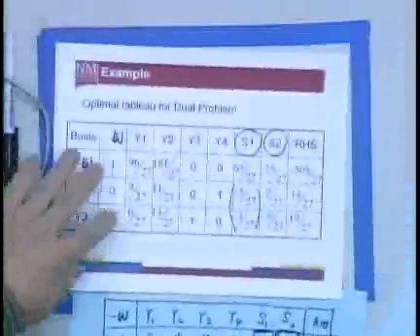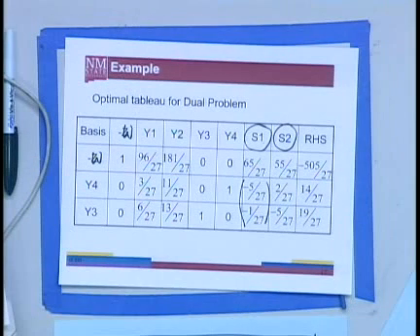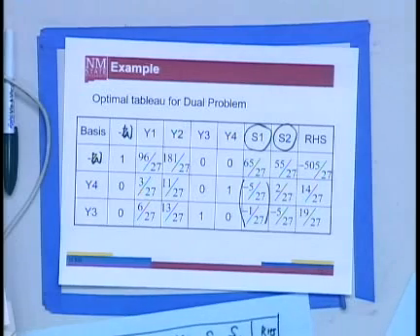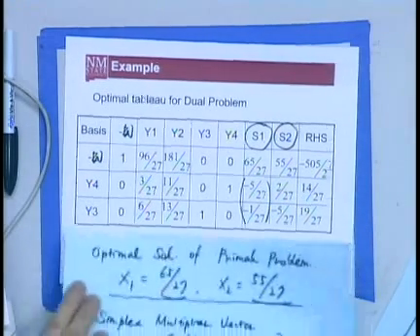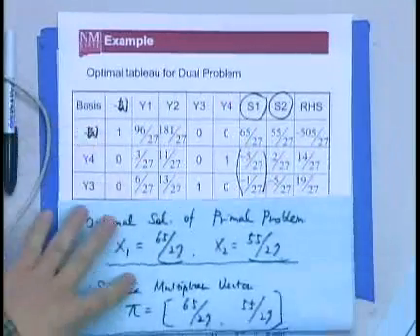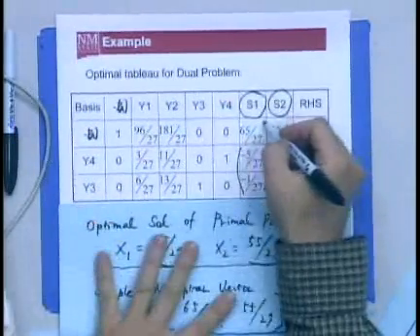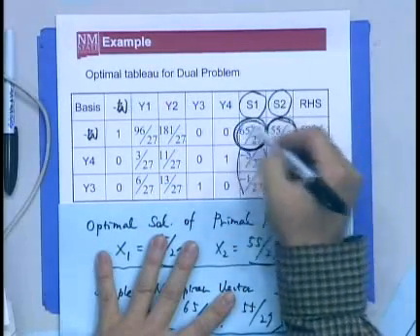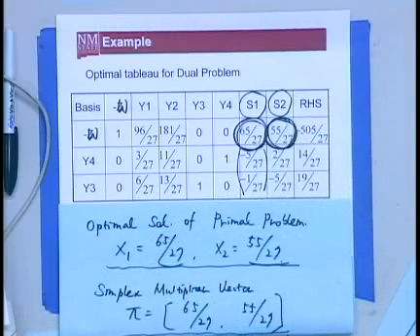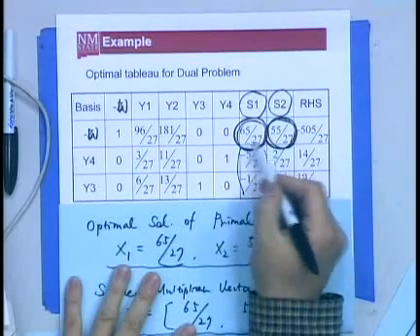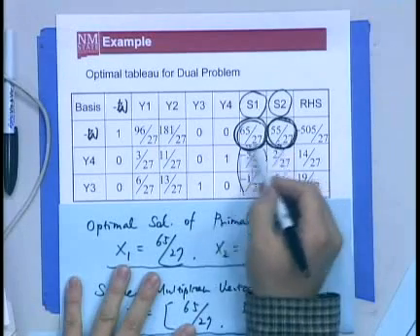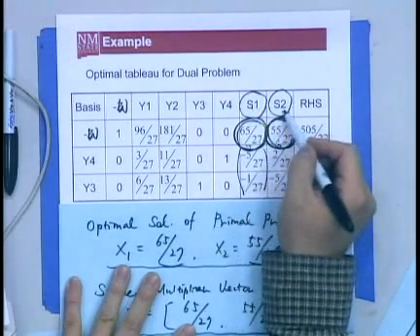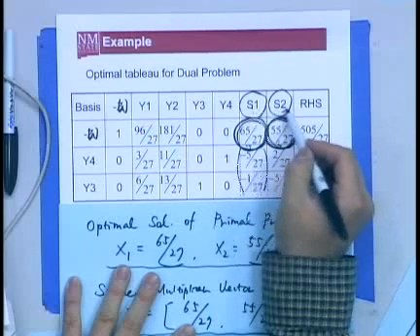So the optimal solution of the original primal problem becomes the pi value, which is this in the optimal table. Okay? Because these are the reduced costs for the S1 variable and S2 variable. Those are the two surplus variables, right?